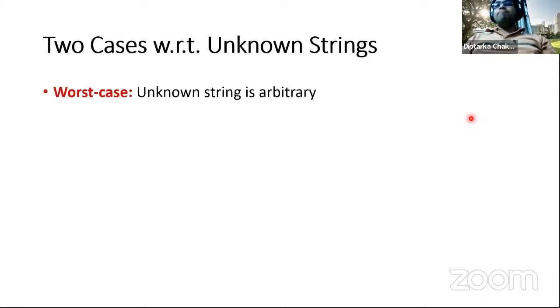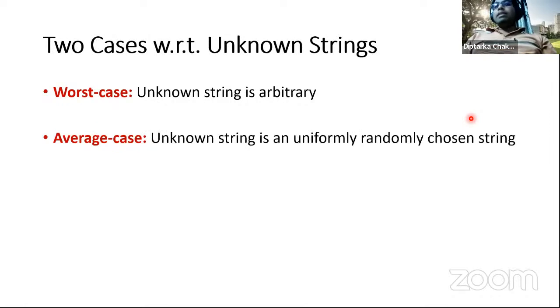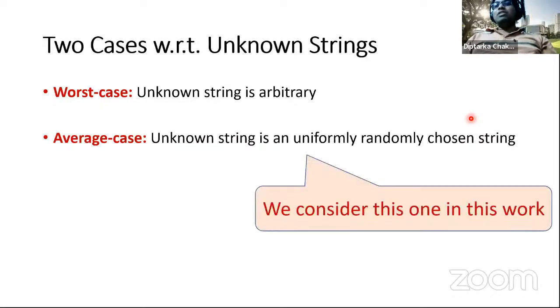Now, in terms of the unknown string, there are also two cases for the trace reconstruction problem. The more general case is the worst case, where the unknown string is arbitrary. A simpler one is the average case, where the unknown string is a uniformly random chosen string. As our title suggests, we will consider this average case version in our paper.